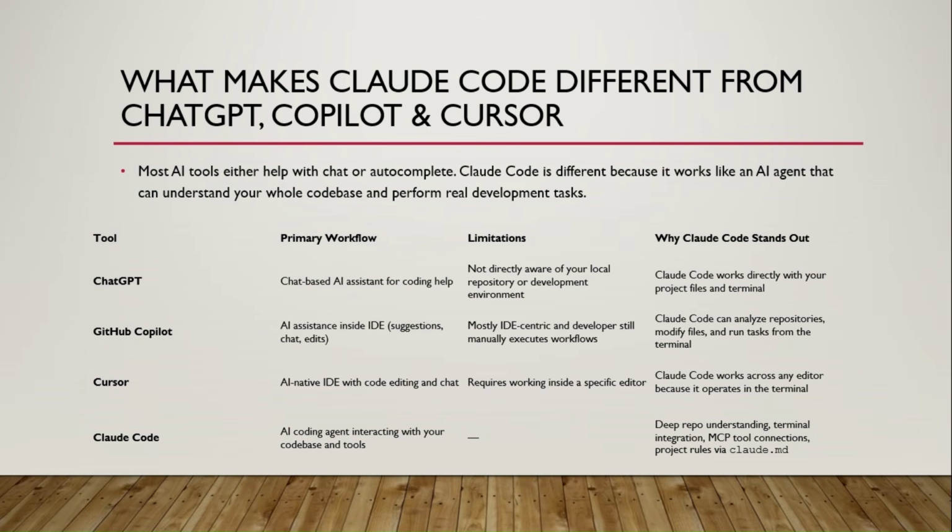Now, you might have used other AI tools, for example, ChatGPT, Copilot, Cursor. So, how does Claude Code differ from these AI tools? Most AI tools have a chat interface or can help with autocomplete. Claude Code is different because it works like an AI agent that can understand your whole code base and perform real development tasks. So it's a terminal-based interface, as I mentioned. ChatGPT is a chat-based interface. It is not directly aware of your local repository or development environment, while Claude Code works directly with the project files on your laptop's terminal.